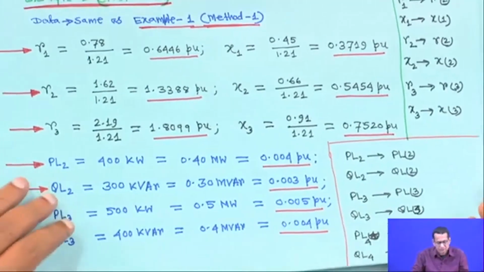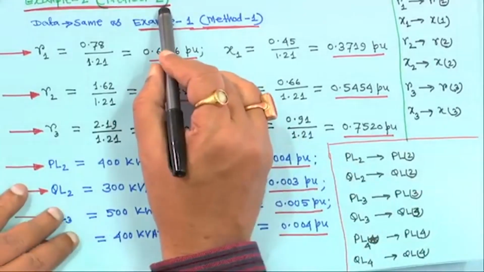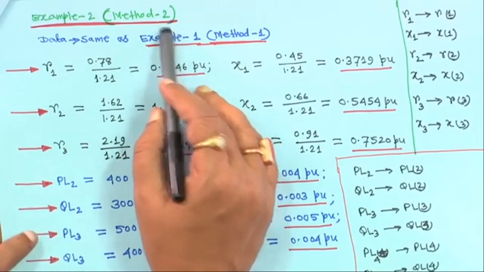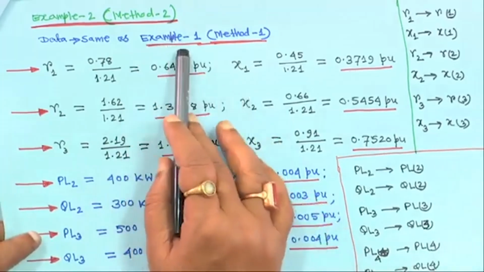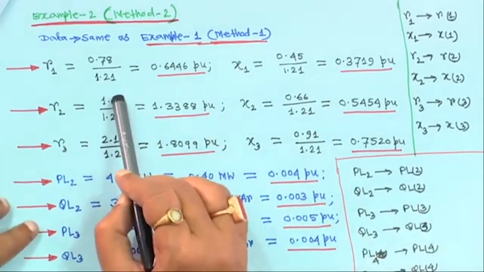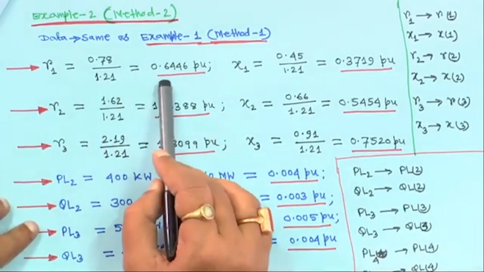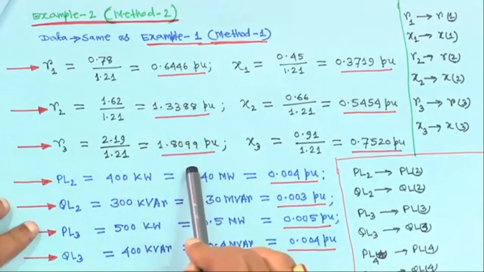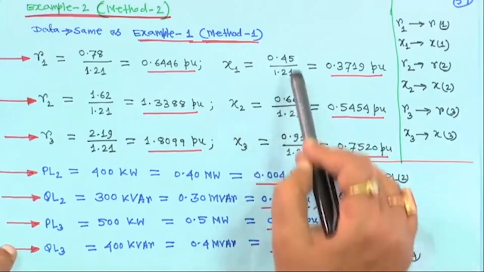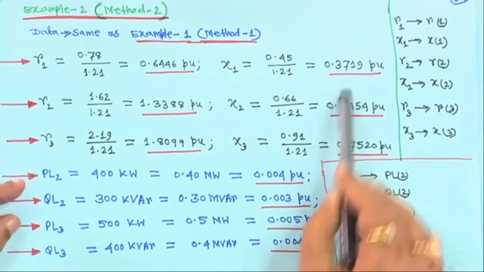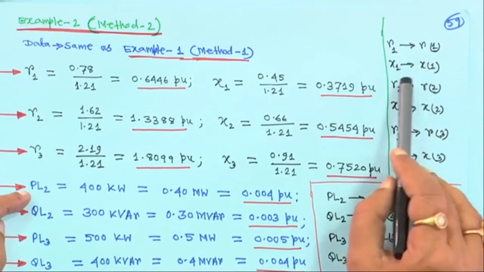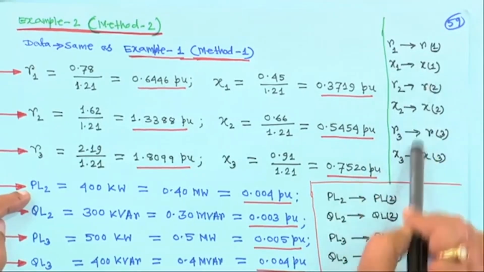Now, example 2, that is method 2. This is actually the same data we will take for the purpose of comparison. Data same as example 1 of method 1, but here everything is rewritten, because R1 is converted to per unit, R2, R3 all are converted to per unit, right. Then x1, x2, x3 all are converted to per unit, everything is in per unit, and the meaning is same, R suffix 1, R bracket 1, x1 is equal to x bracket 1, they are all same.